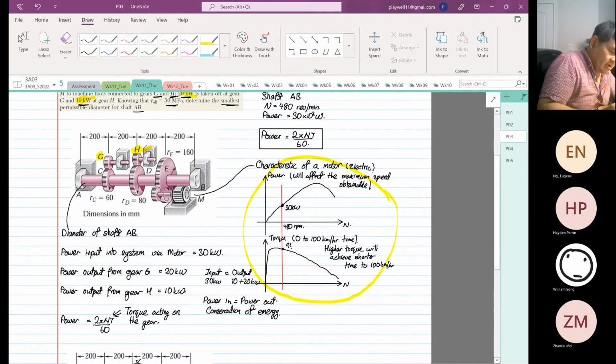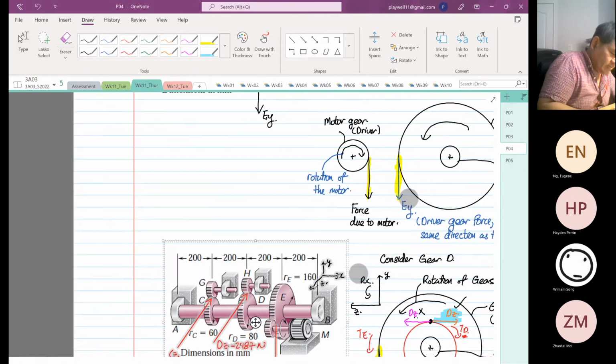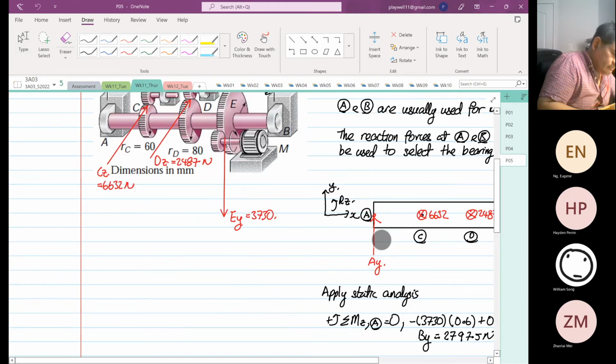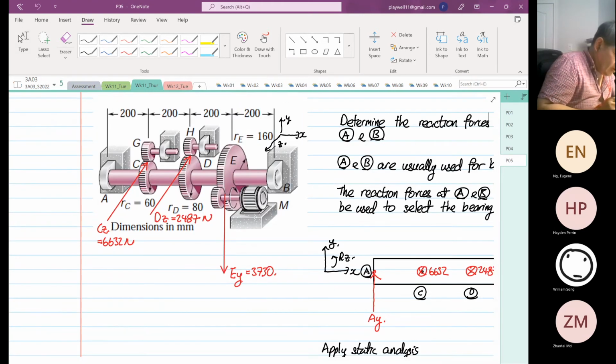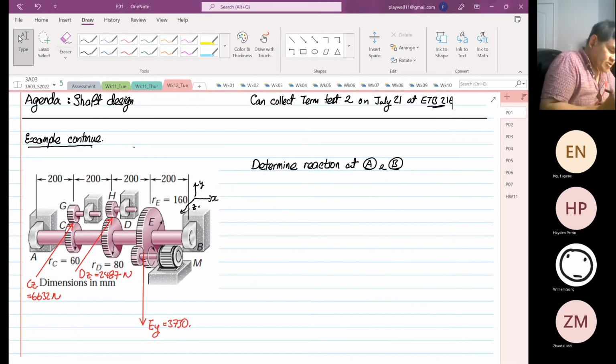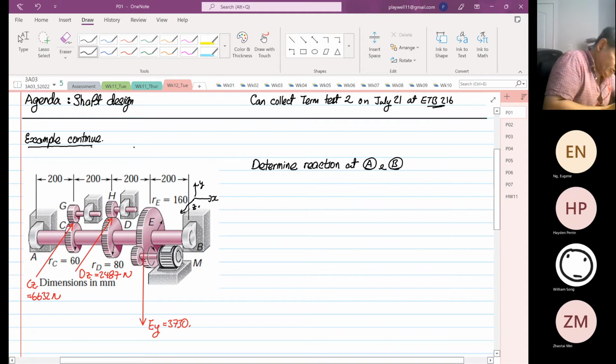So we did calculate the forces acting on gear C, gear D and gear E. The next thing that we're going to do, which I'm going to continue with today's lecture, is determine the reactions at point A and point B. If you look at the shaft, points A and B are used for ball bearings, so these are bearing housings.